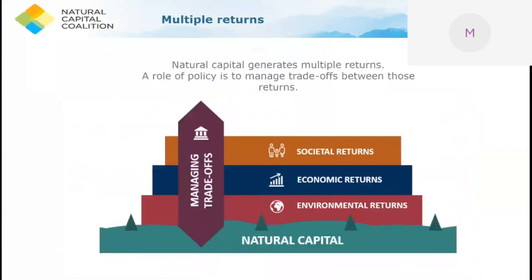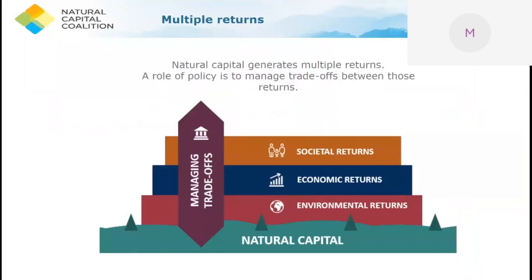If we move to the next slide, this is the way, after discussions, we represent the returns from natural capital. We need to realize that natural capital is providing returns in terms of environmental issues, like providing resilience or intrinsic values. It's also really important for our economies, as all businesses depend on natural capital, and societies are also receiving returns. Our society depends on it for health and for maintaining our livelihoods, in terms of job creation. So the role of policymaking is to manage the trade-offs between all these returns. That's why it's a transversal task.